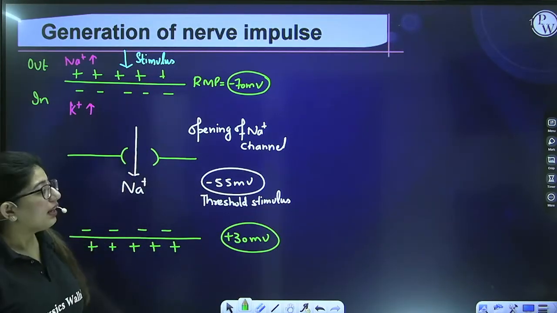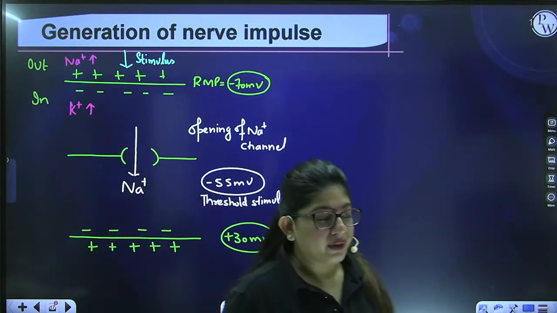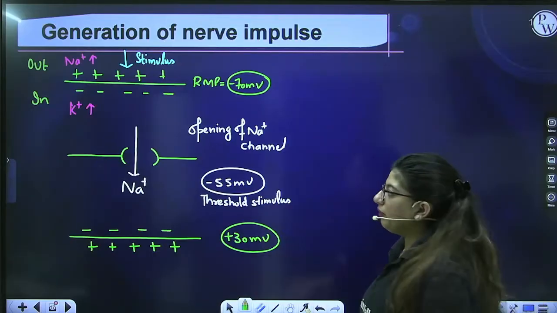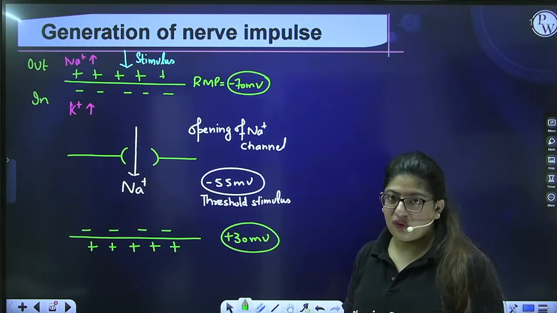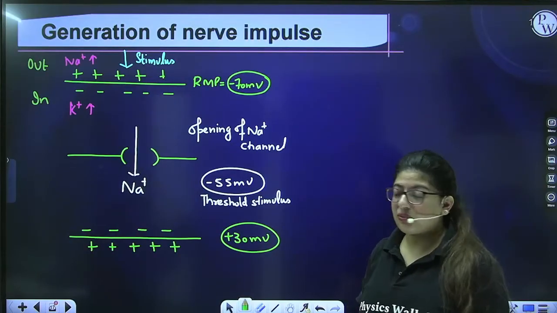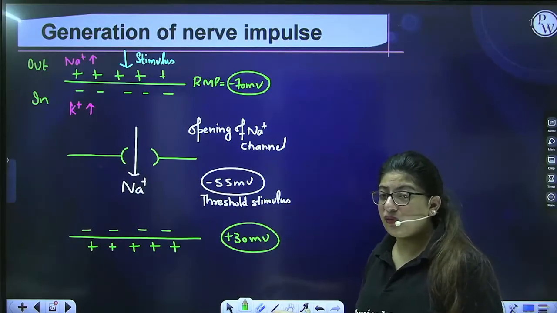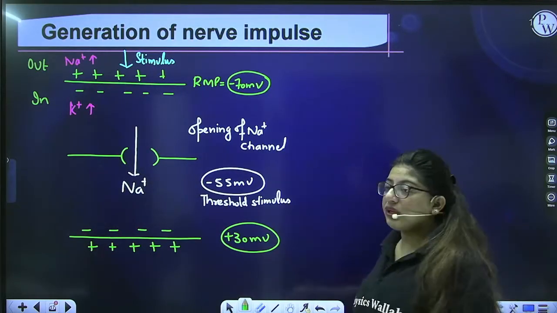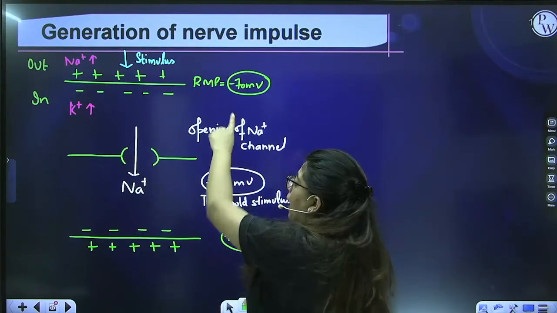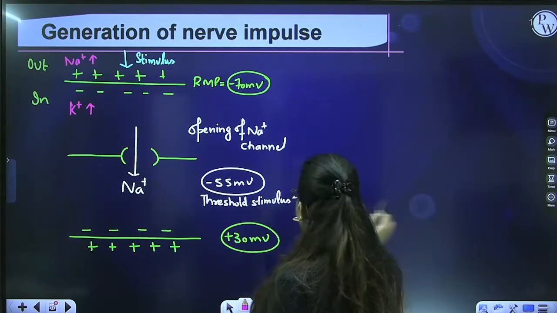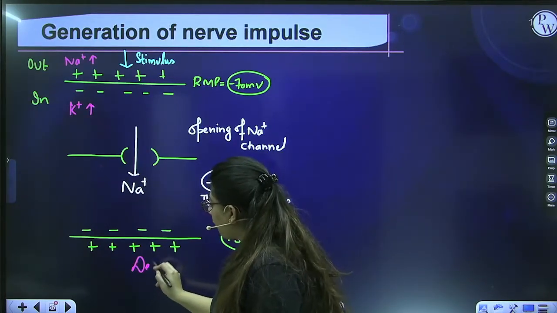For example, if your membrane comes to around minus 40 millivolt and it stops there, that means from there it will not go to plus 30 millivolt. Why? Because that's not the threshold stimulus. We need minimum minus 55 millivolt to convert it into plus 30 millivolt, which is the entire opposite. That means we are reversing the polarity. And this stage from RMP to plus 30 millivolt, where polarity has been reversed, you call depolarization.